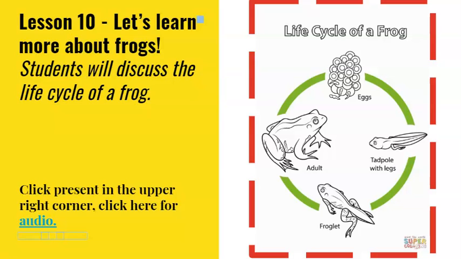I'm looking at this picture, the life cycle of a frog. It looks very similar to the life cycle of a caterpillar. I see you start off as eggs, then they become a tadpole with legs, and you can see the metamorphosis process is beginning. Then they become a froglet, which is basically a baby frog, and then they become an adult.